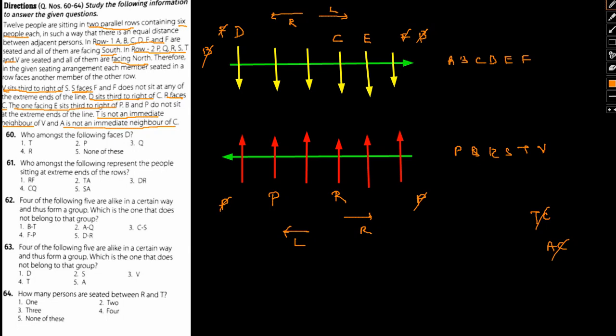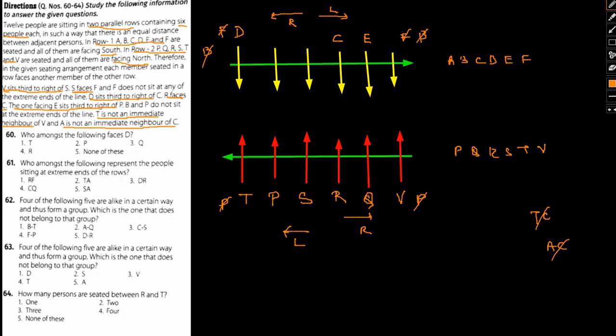If S is here, first, second, third, not possible. If S has to be here, V will be here, third to the right of S, and it's given that T is not an immediate neighbor of V. So I'll put T here, and what else is right? Q has to be here.